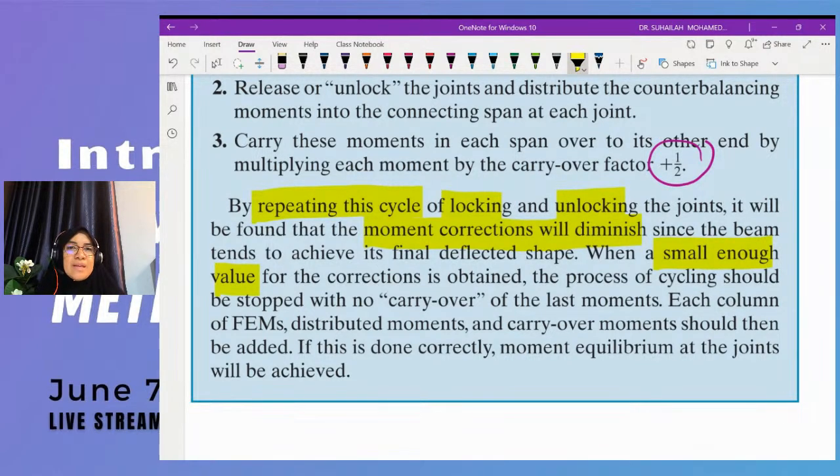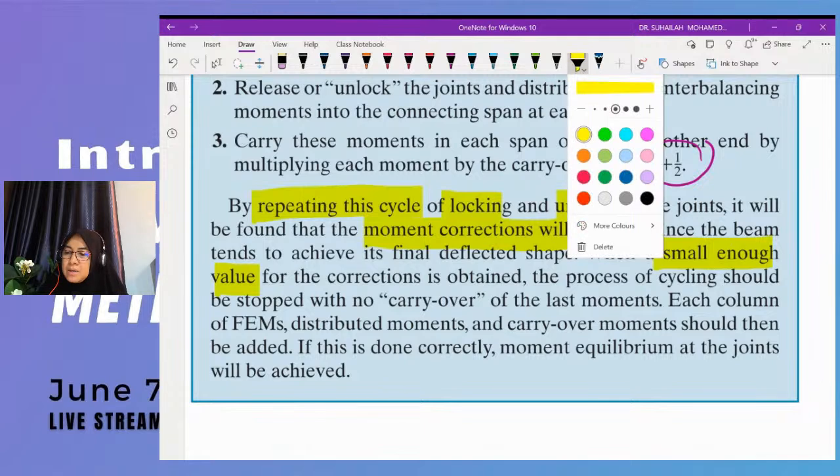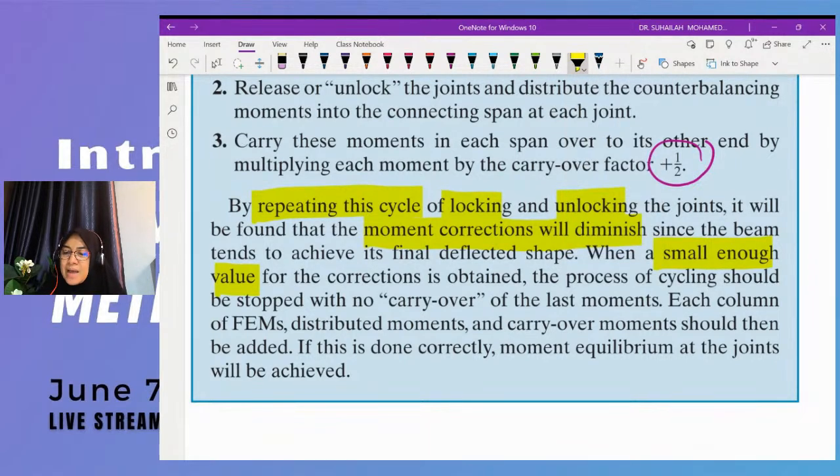For each column of FEM, distributed moment and carryover moment, we have to total all the moments. It starts with the fixed end moment, and after that the moment that we distribute and the moment that we carry over. So all moments in the table, starting from FEM, we have to total, and from the total moment we get the end moment or internal moment. If this is done correctly, moment equilibrium at the joint will be achieved.